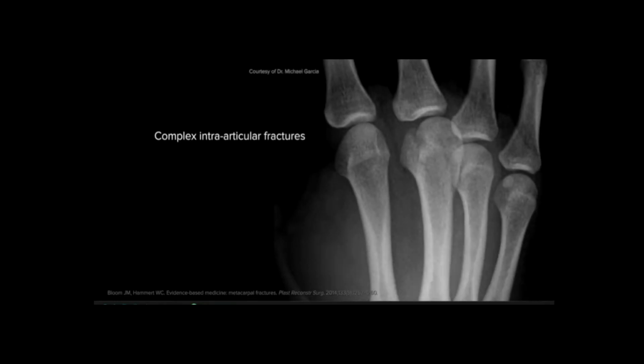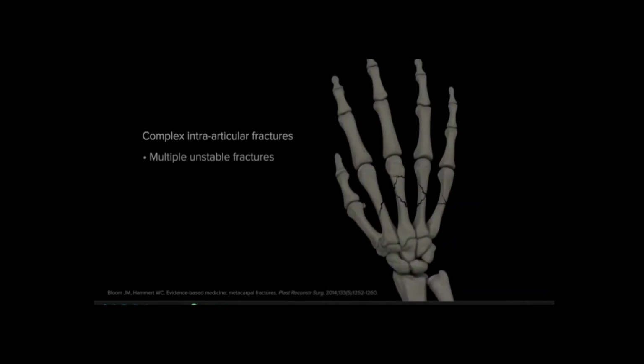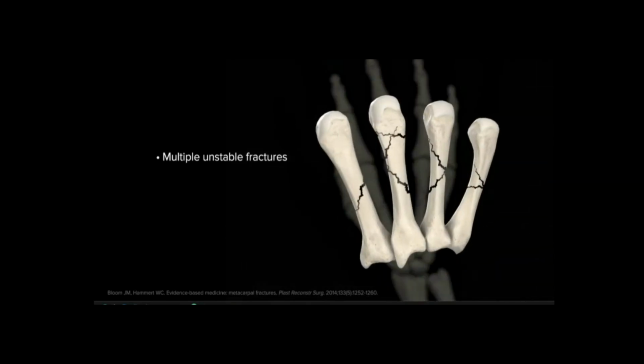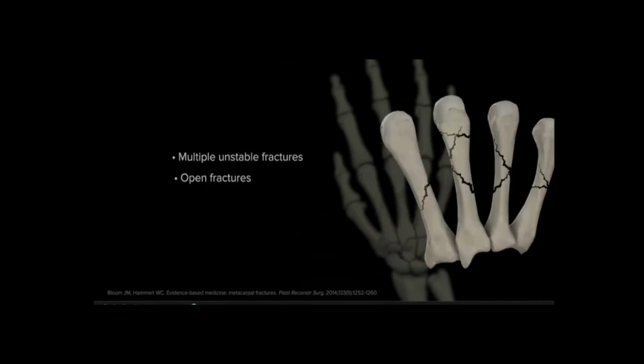In complex intra-articular fractures, it's crucial to ensure the anatomic reduction and stable fixation for the best functional outcome. Multiple metacarpal and unstable fractures are indicated for surgery, as are open fractures because they require surgical debridement of contaminated material to prevent potential infections.